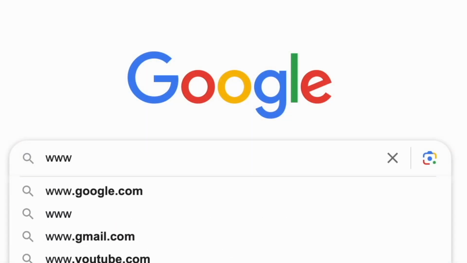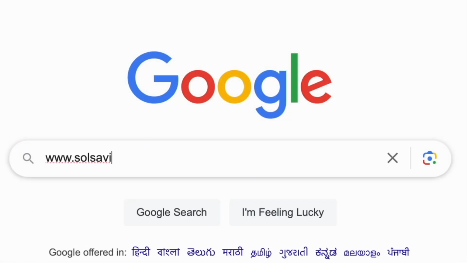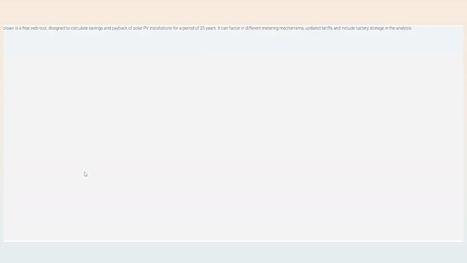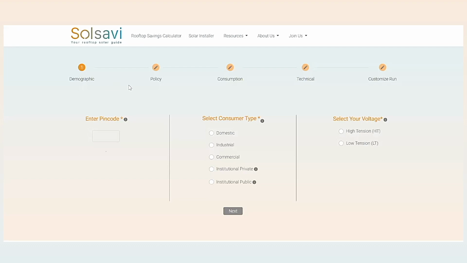To proceed with the simulation, I will go to the home page and click the Get Started button, which takes me to the calculator. And this is the dashboard of the calculator, or rather the first page of the calculator, where I have to define my demographic.